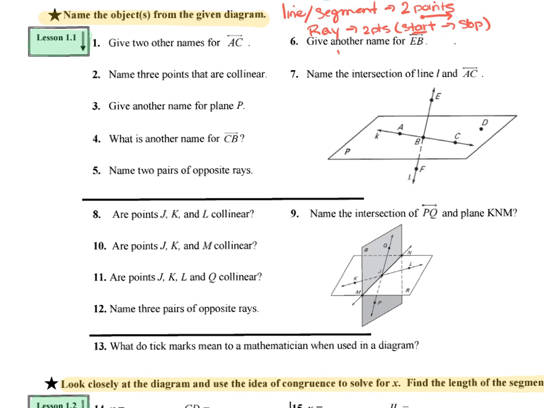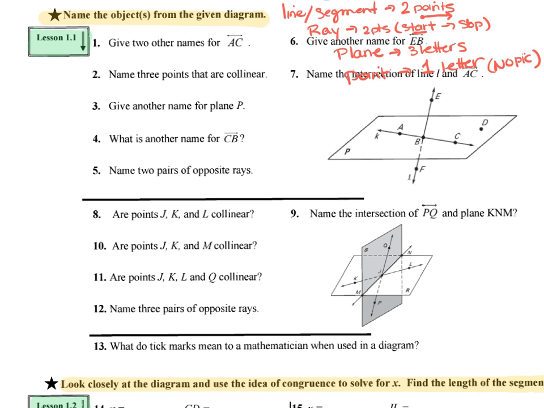When you're naming a plane, you need to use 3 letters. And when you're just naming a point, you only need to use 1 letter. There's no picture, no nothing. You just put the letter down, and that's all that you have to do.